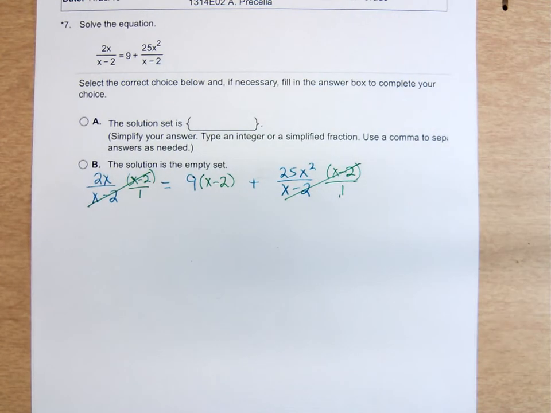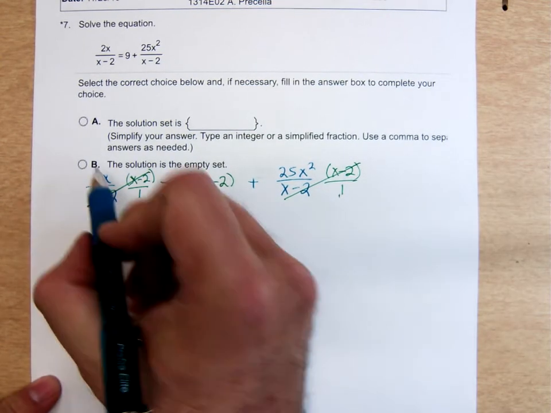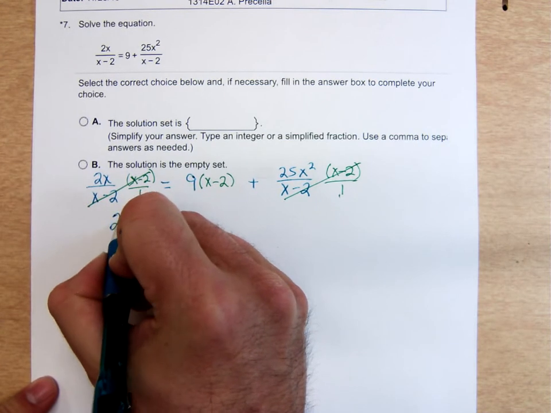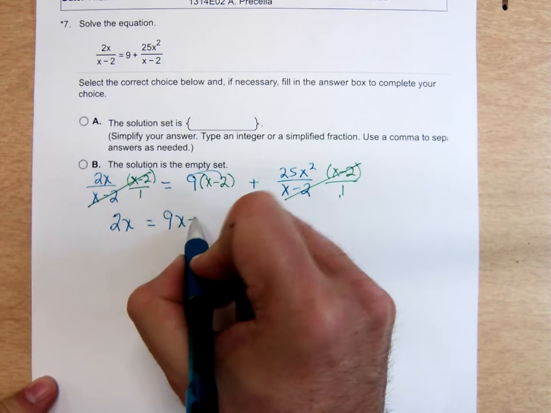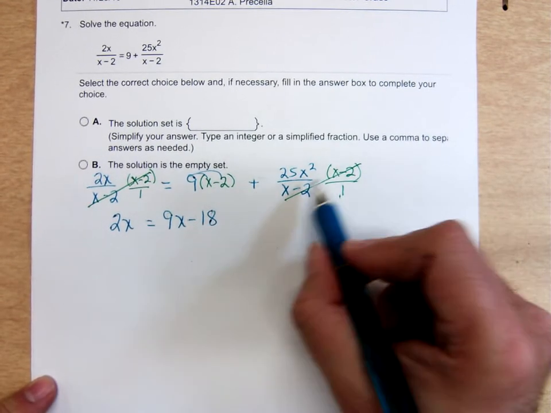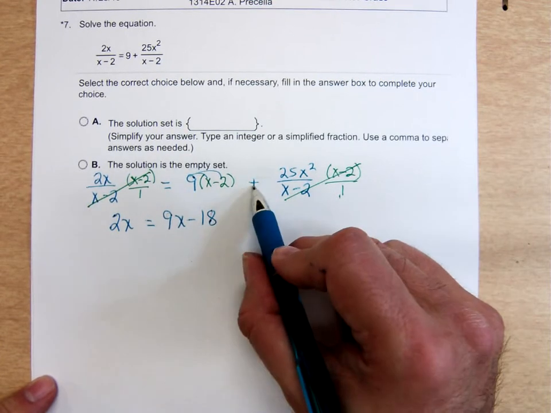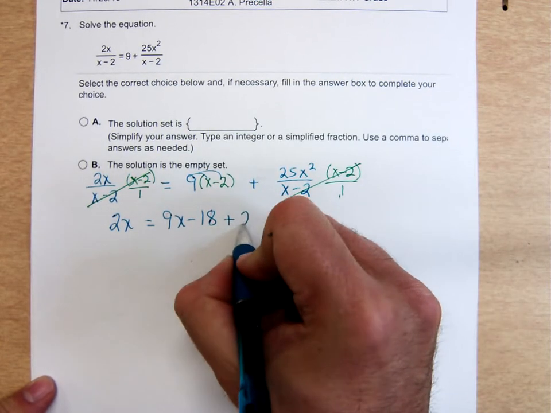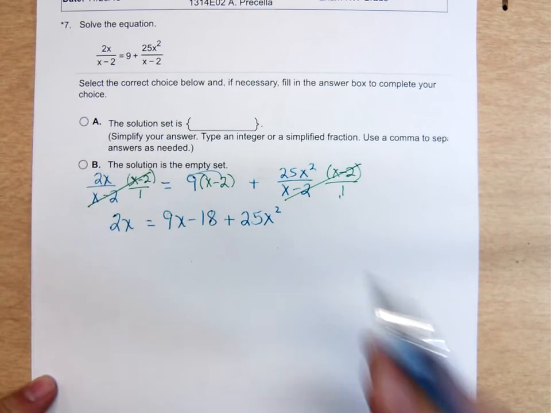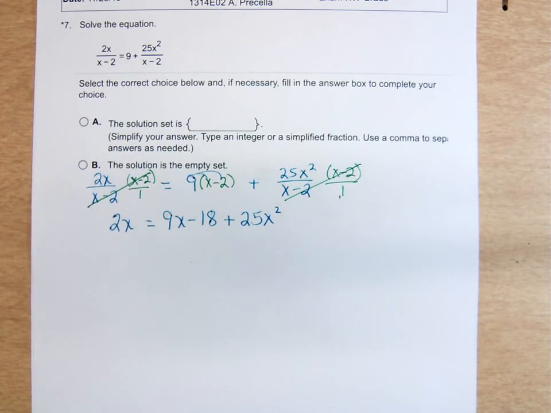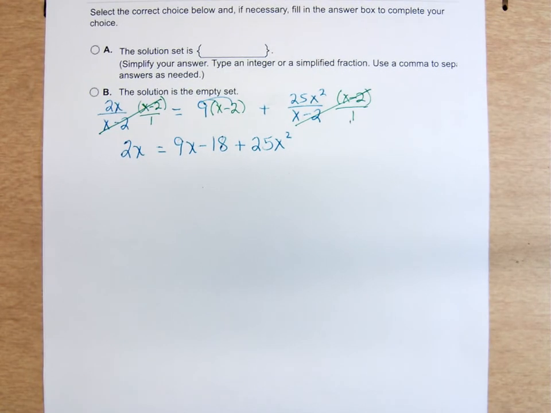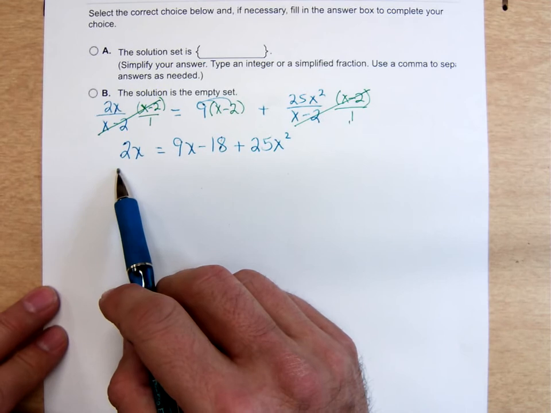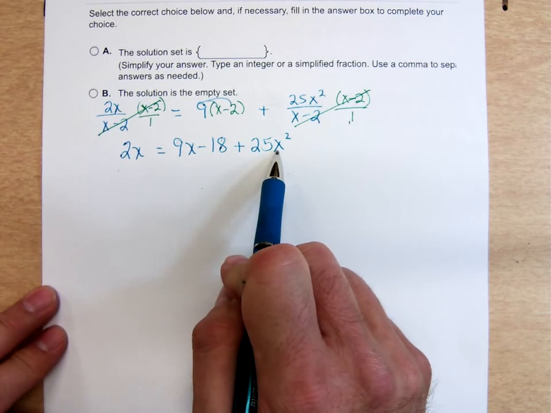So what do we have remaining then? We have a 2x equals, is that a 9x minus 18? And here the x minus 2's cancel, so a plus 25x squared. Now, let me go ahead and move this up a little. Well, it's a quadratic equation because we have the x squared there.